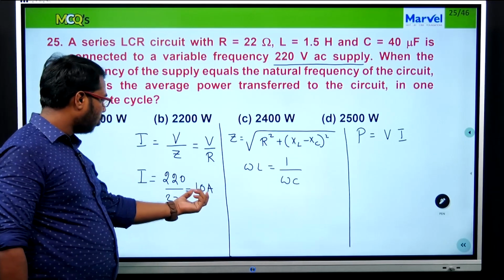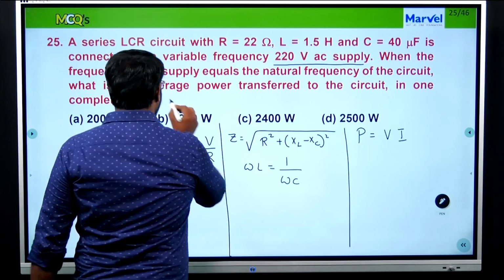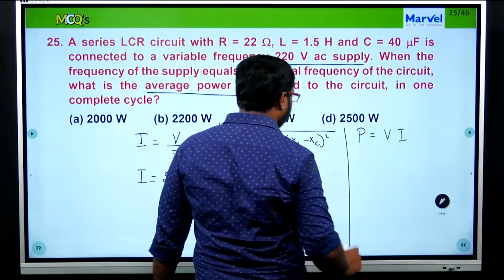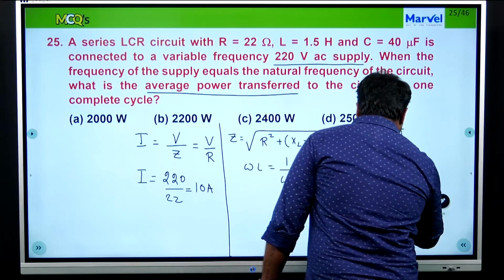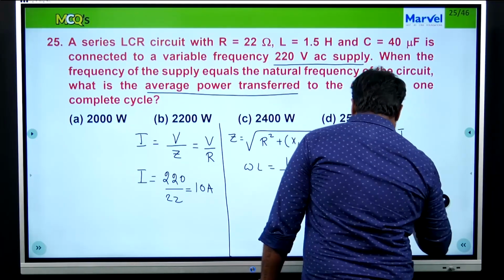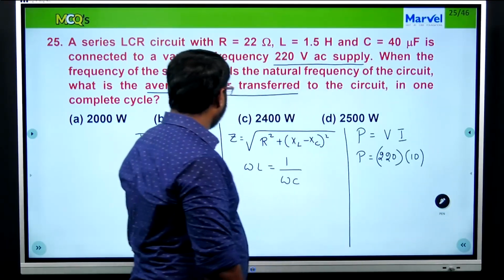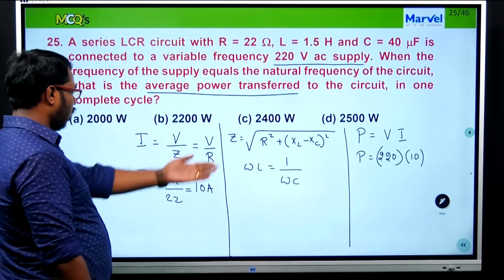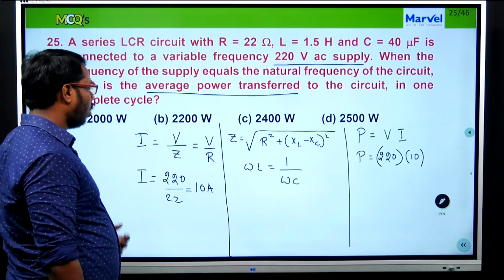Now I will use this value of the current in that equation, and I will calculate the average power transferred to the circuit. So P is equal to, what is V in here? It is 220 volt, and the current I is 10. Which in turn gives us 2200 watt of power.